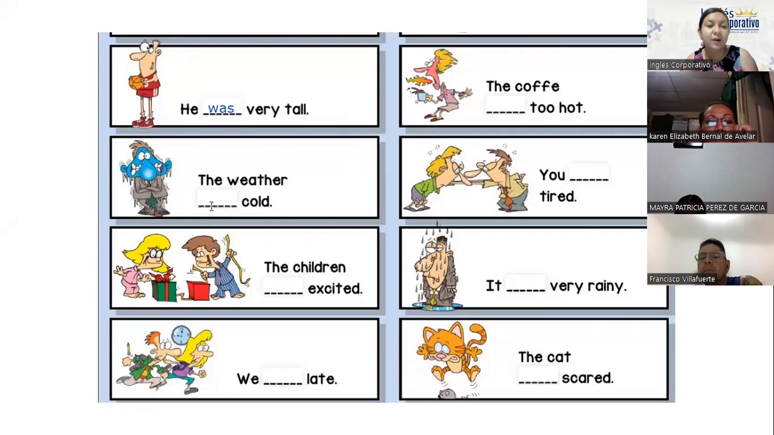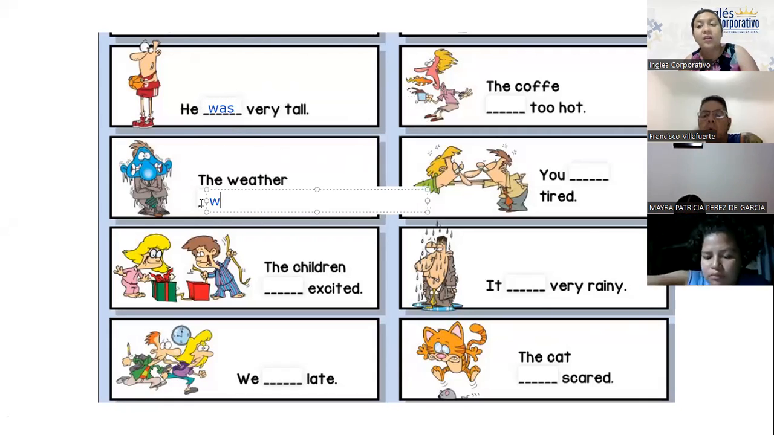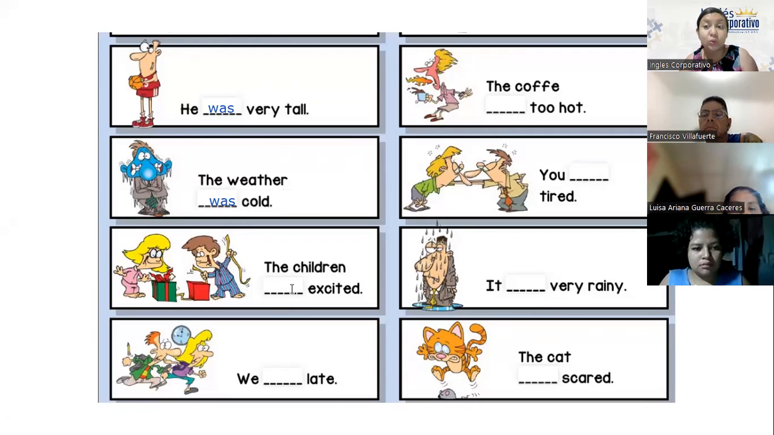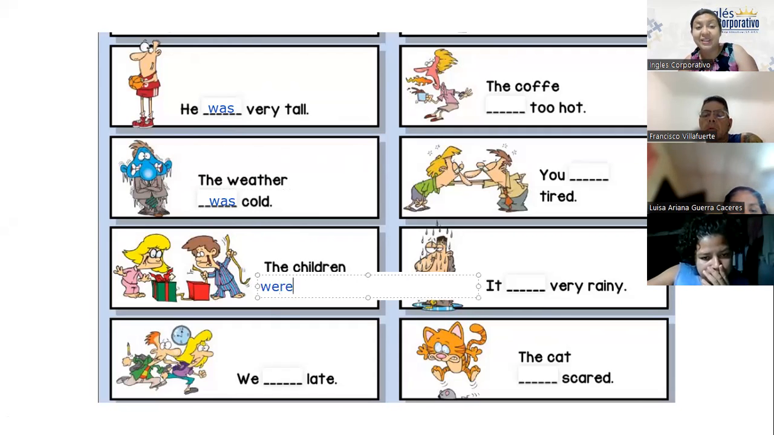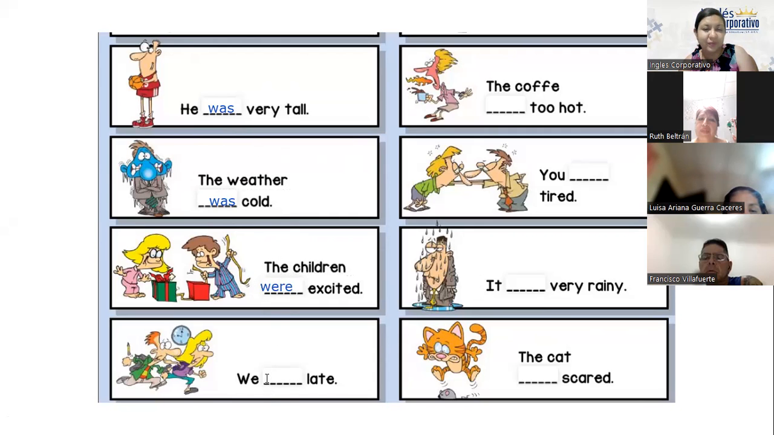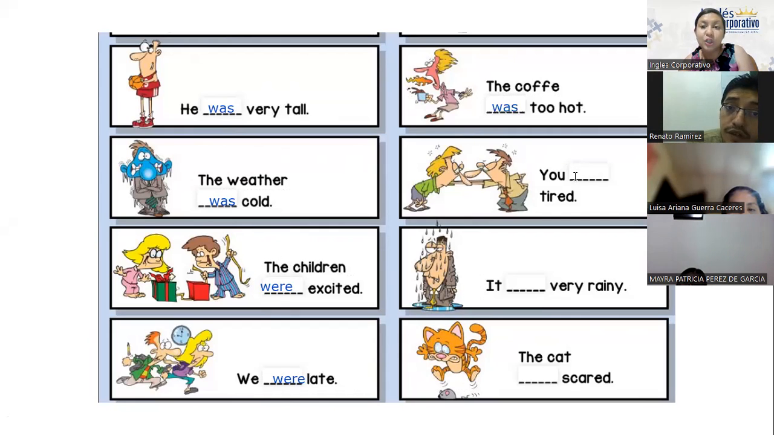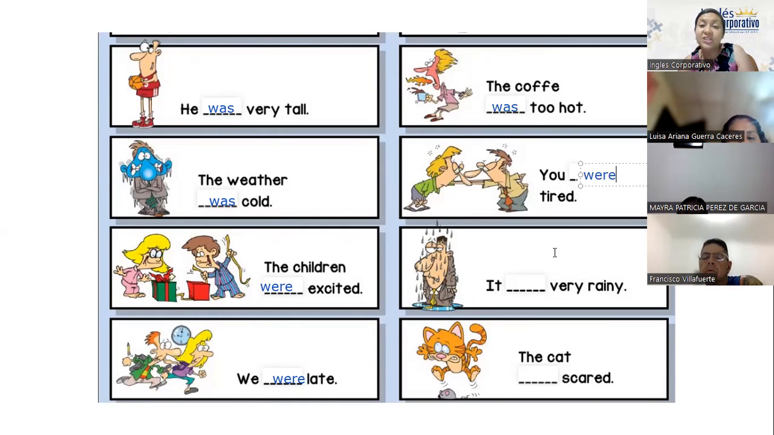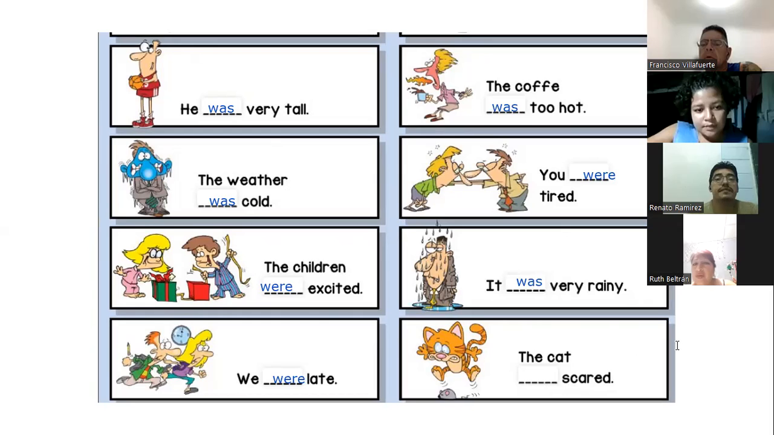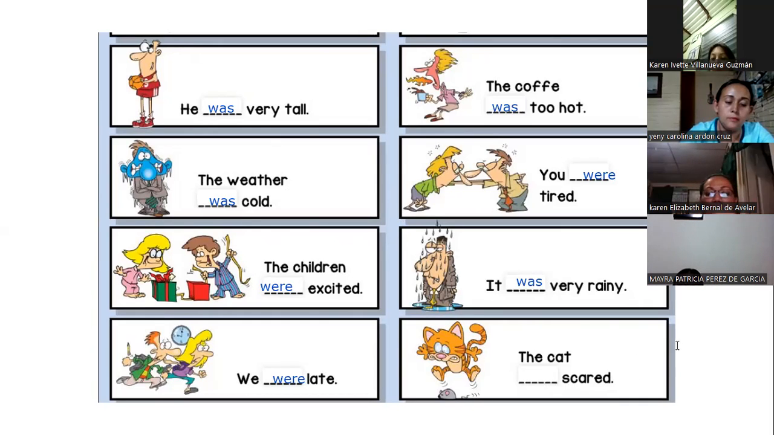He was very tall. The weather was cold. The children were excited. We were late for the class, yes. Coffee was too hot. You were tired. It was raining. The cat was scared. Aquí se aplica la regla también.